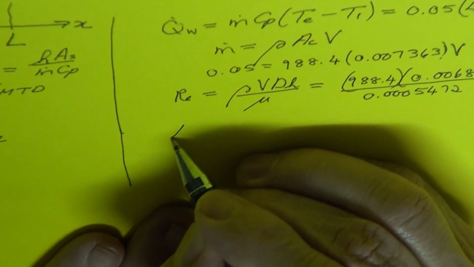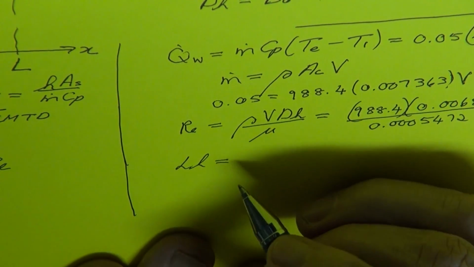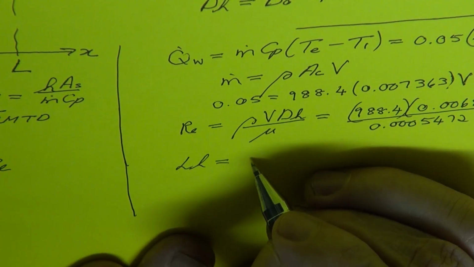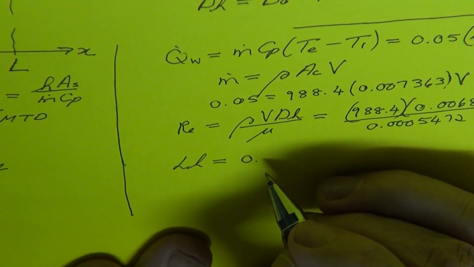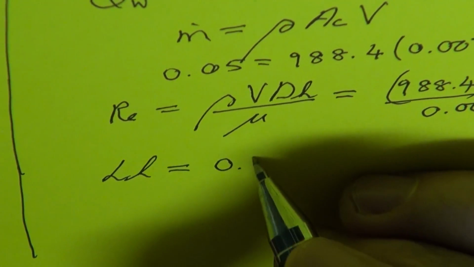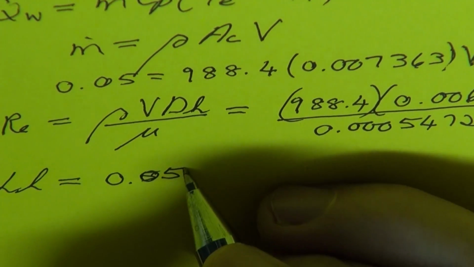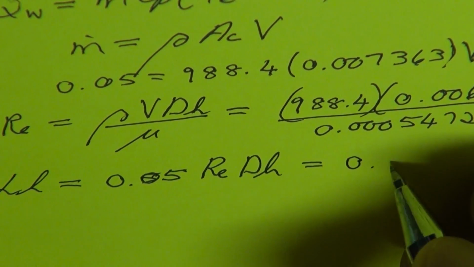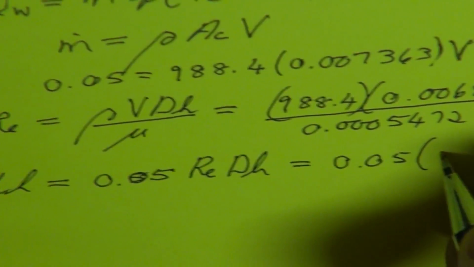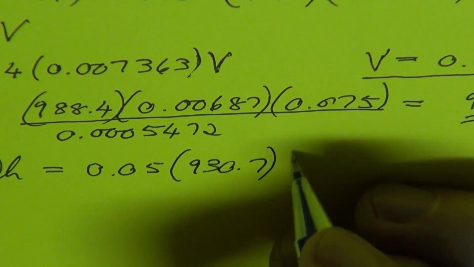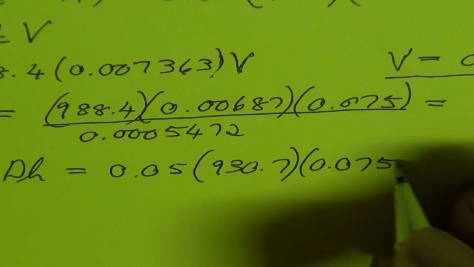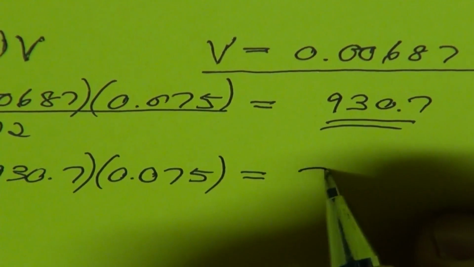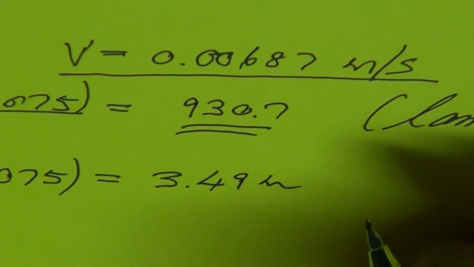If we have laminar flow, then we know that it takes a while before the flow is fully developed. And we can calculate how long it will take before the flow is hydrodynamically fully developed by using the equation that LH is equal to 0.05 multiplied by the Reynolds number multiplied by the hydraulic diameter. And that is equal to 0.05. The Reynolds number, which is equal to 930.7. The hydraulic diameter, which is equal to 75 millimeters. And that gives us a length of 3.49 meters.